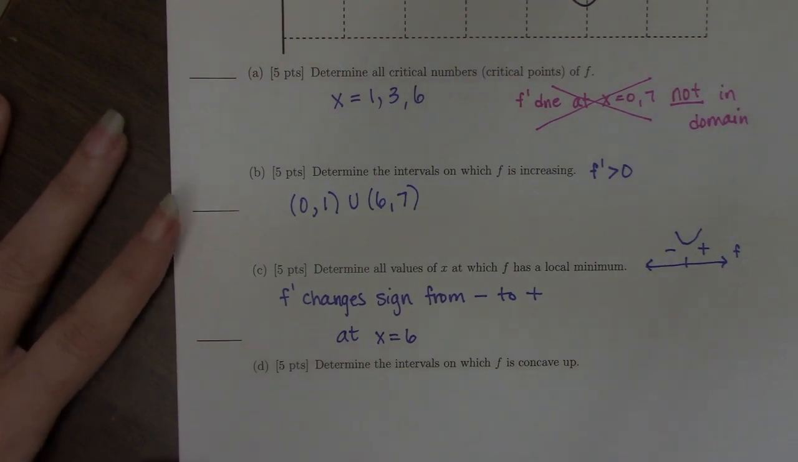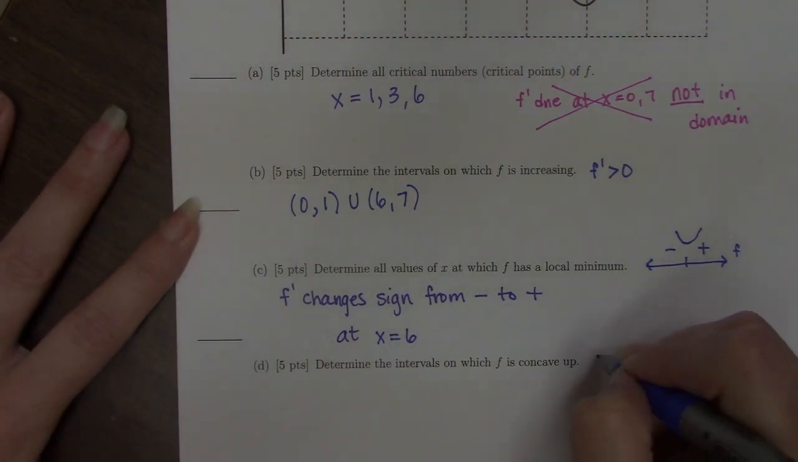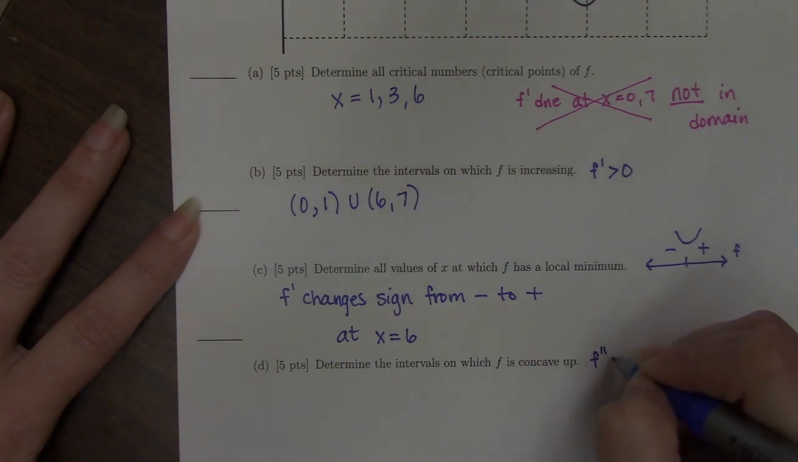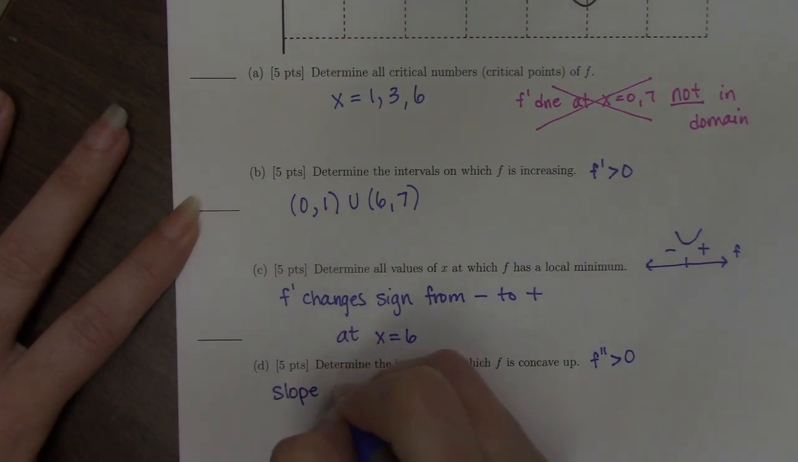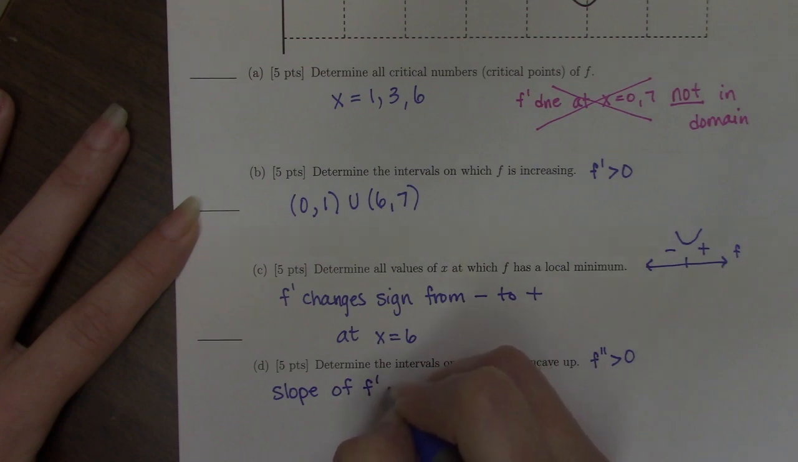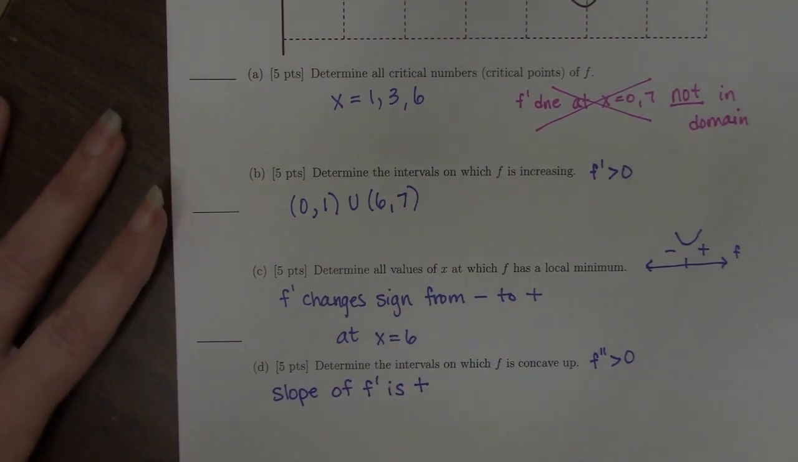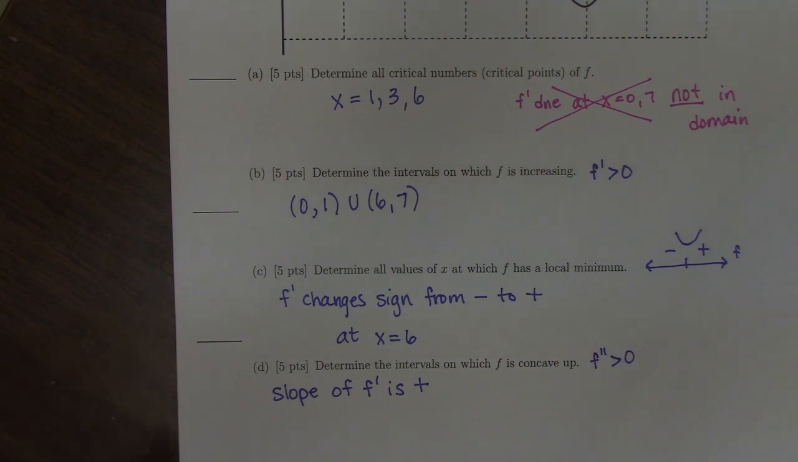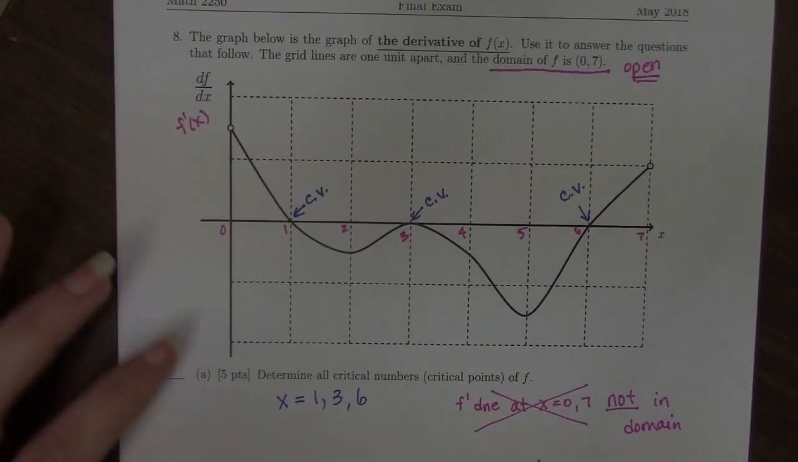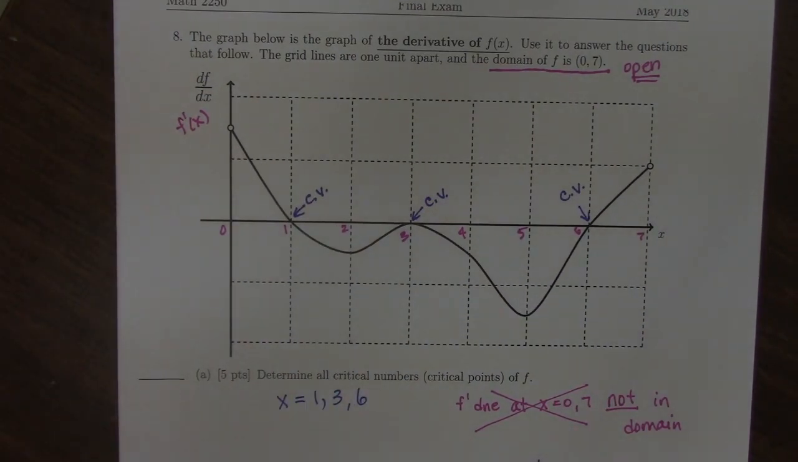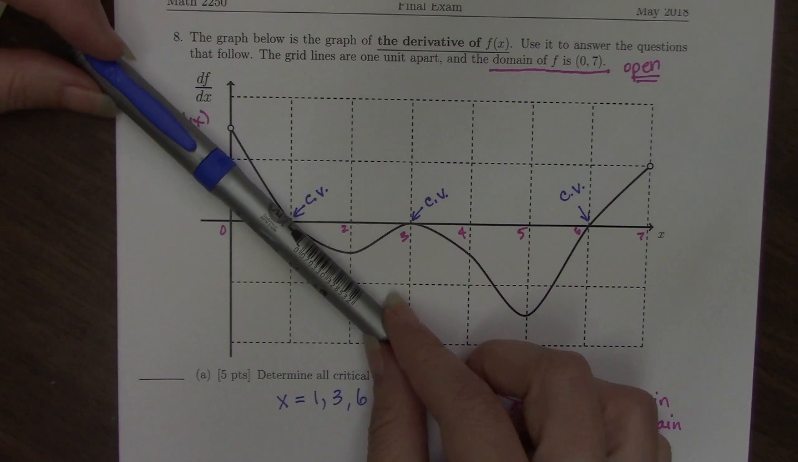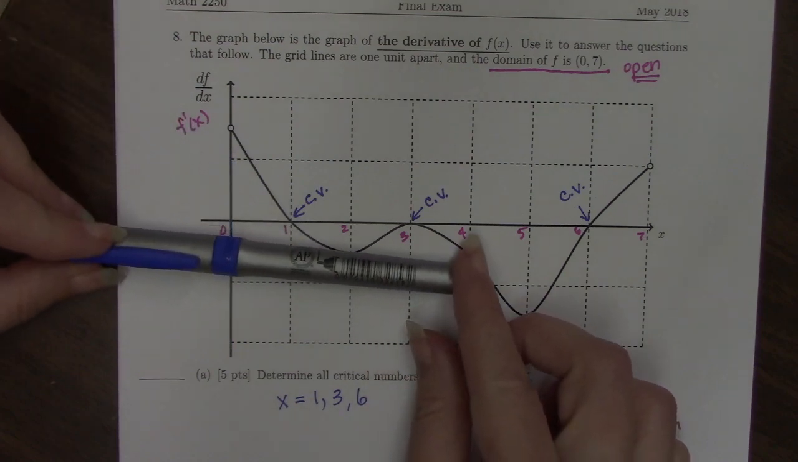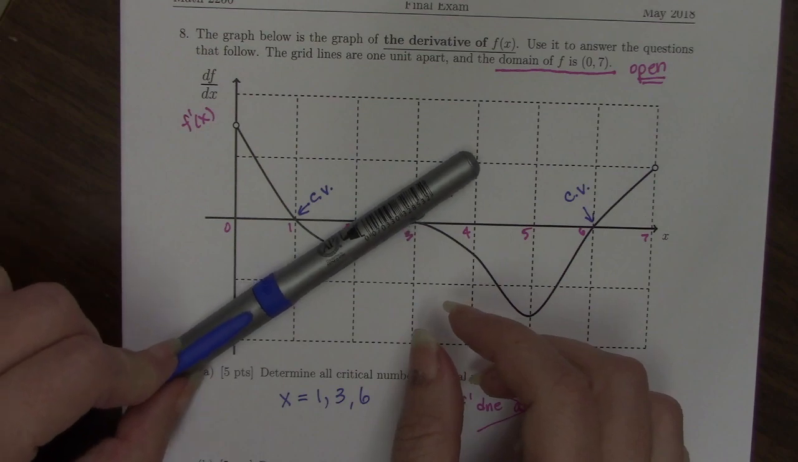Determine all the intervals on which f is concave up. So f is concave up when the second derivative is positive. So it's going to be where the slope of f prime is positive. Because I'm looking at the derivative graph, I want to know about the derivative of the derivative. So we go back up here, and now we would look at the slope of the tangent line. If we use my pen here as the tangent line slope, we can see this line has a negative slope. Then it comes around, it's 0 here, and then it suddenly has a positive slope.